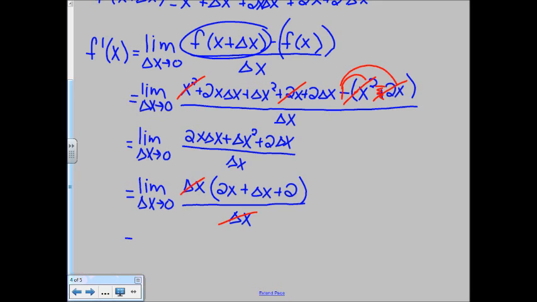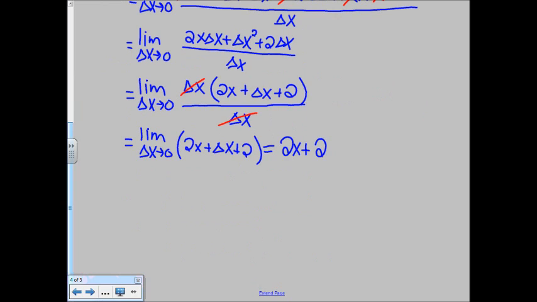So now our limit just turns into, the limit as delta x goes to 0, of 2x plus delta x plus 2. So now we can plug in 0 for delta x because we don't have anything in our denominator. Nothing's going to be 0 over 0. What we're left with is 2x plus 2. So that means that for the function x squared plus 2x, our derivative f prime of x is equal to 2x plus 2.